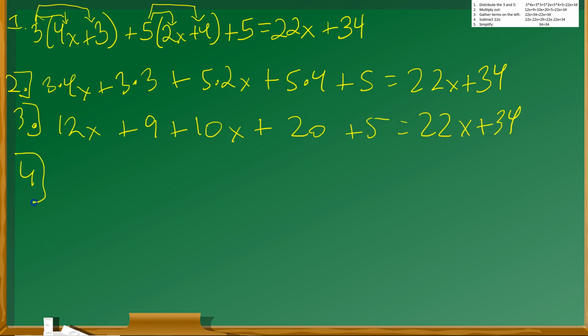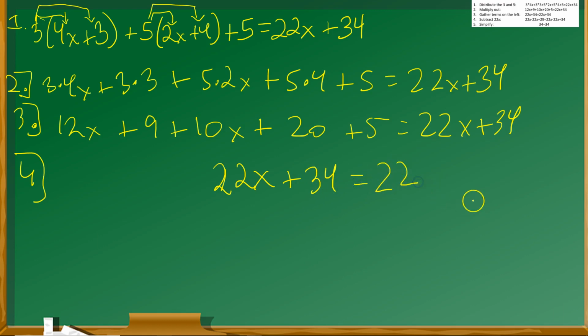At stage number 4 here, gather all of the terms on the left side. So 12x and 10x, when you add that up, that's going to give you 22x. Then you'll have the following: 9 and 20, which is 29. 29 and 5 is 34. So you're going to put that as 34 in that position.